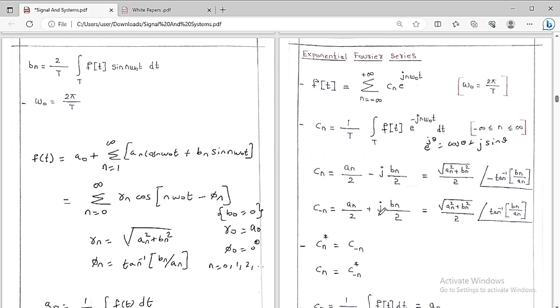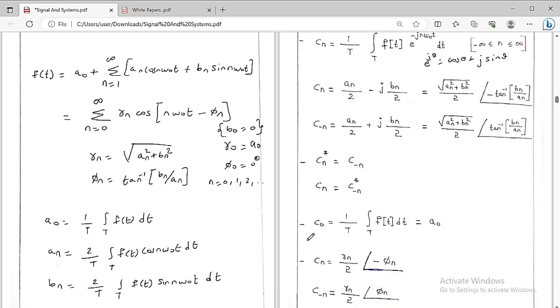So if you compare these two things, one is the conjugate of the other. Cn conjugate is nothing but C of minus n, or vice versa, Cn is nothing but C of minus n conjugate. Both are conjugates of one another. This is the thing you always have to keep in your mind.